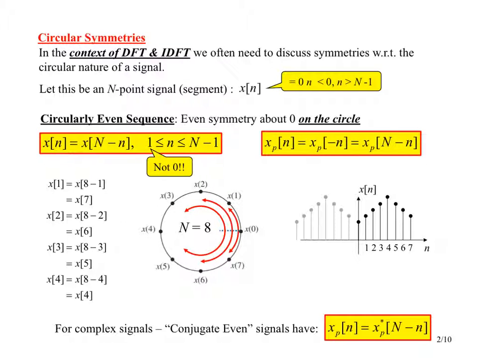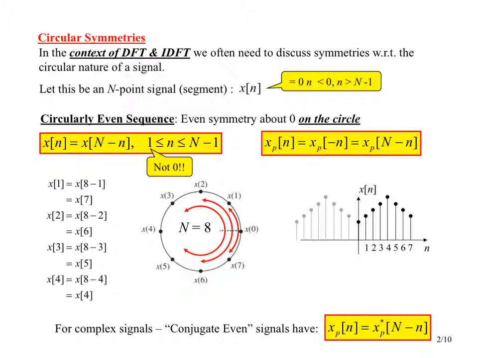So for example, if you modulate, if you multiply in the time domain by a complex exponential of the proper frequency, you'll see a circular shift in the frequency domain. And we've seen other things like that. So anyway, that nature gives rise to these circular symmetries, and requires us to think about symmetries in the context of this circular nature.